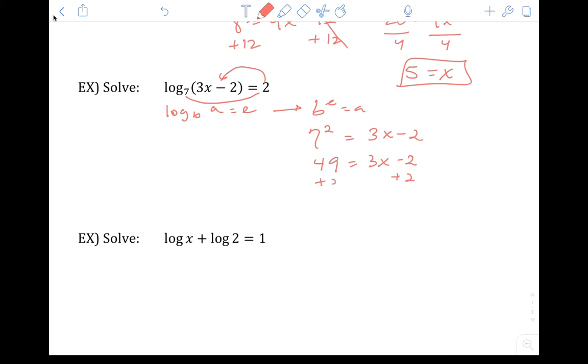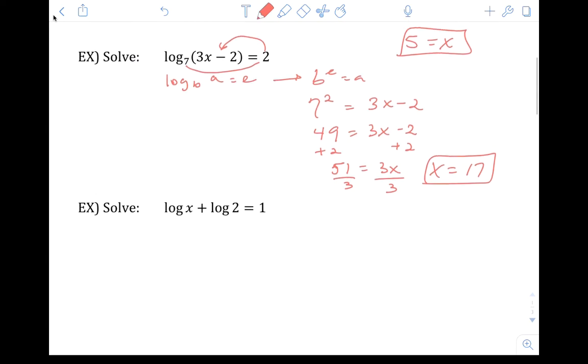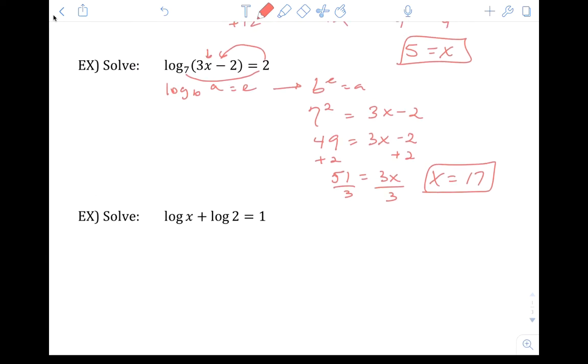So we're going to add 2. 51 equals 3x. We'll divide by 3. X equals 17. And yes, of course, you can check this, 3 times 7 is 51. 51 minus 2 is 49. Is log base 7 of 49 equal to 2? Well, is 7 to the second equal to 49? Yeah, that checks out. All good.